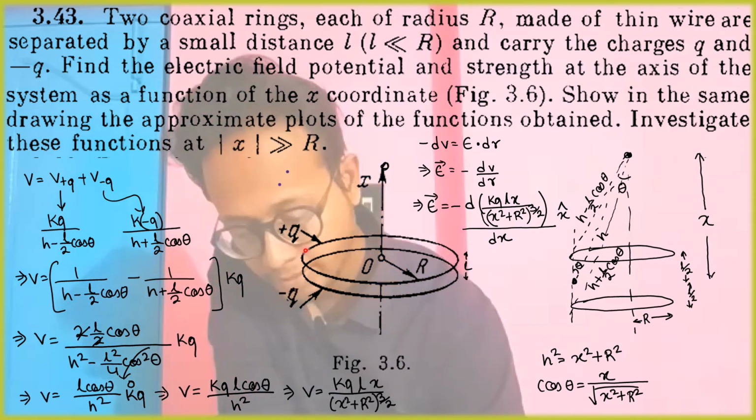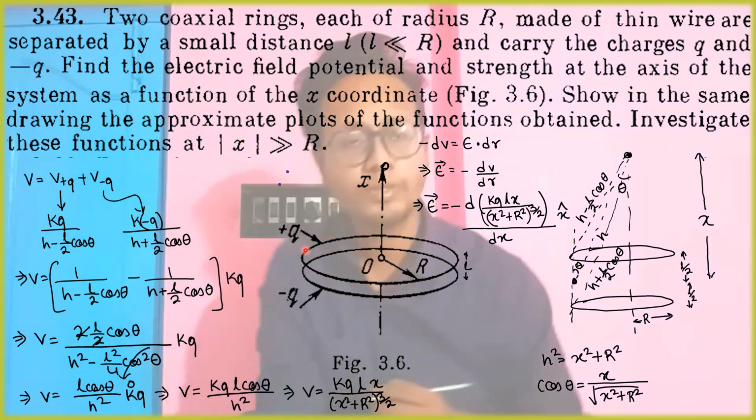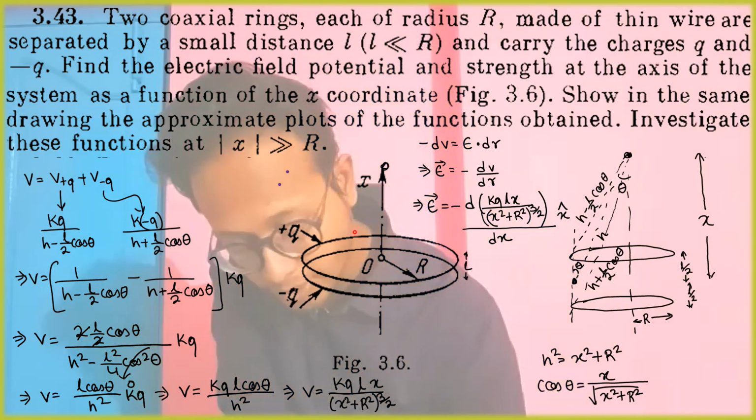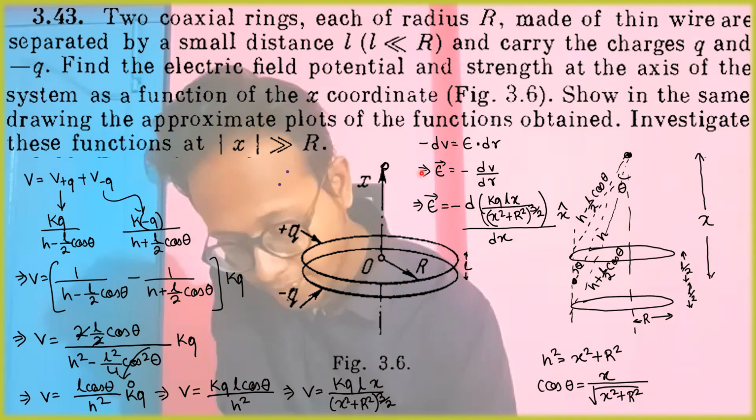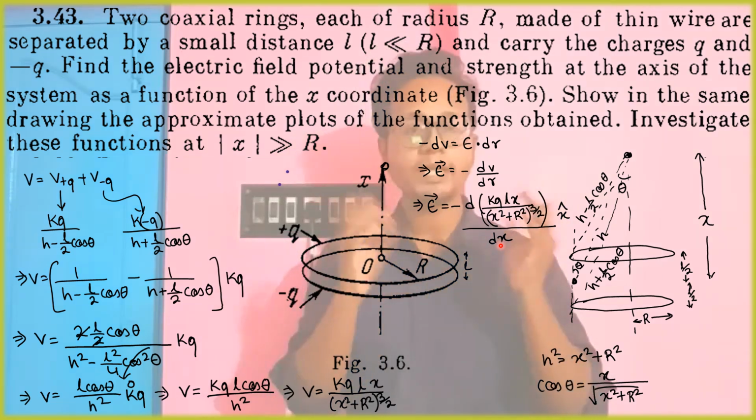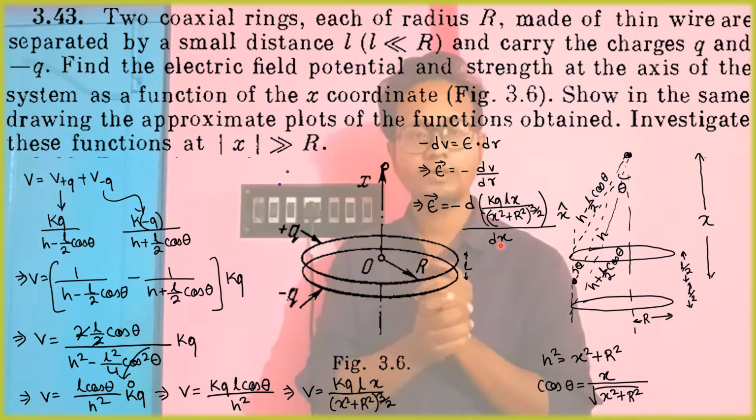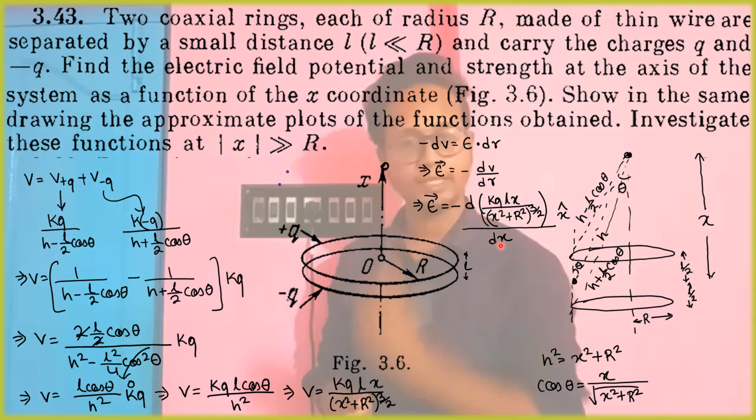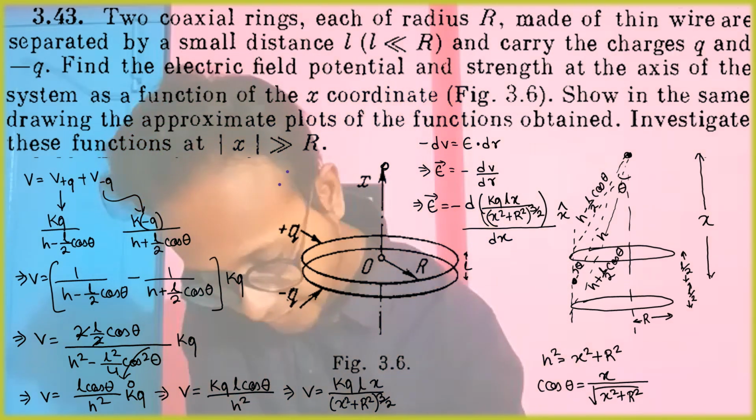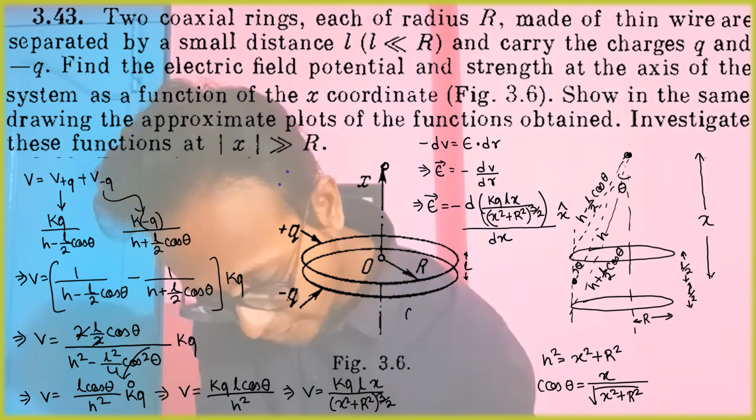And does any other component of electric field exist? See, due to symmetry, due to this circular symmetry, this component of electric field will cancel out this component of electric field. So due to symmetry I can observe that there is no radial component of electric field, only the axial component of electric field. Understood this much?